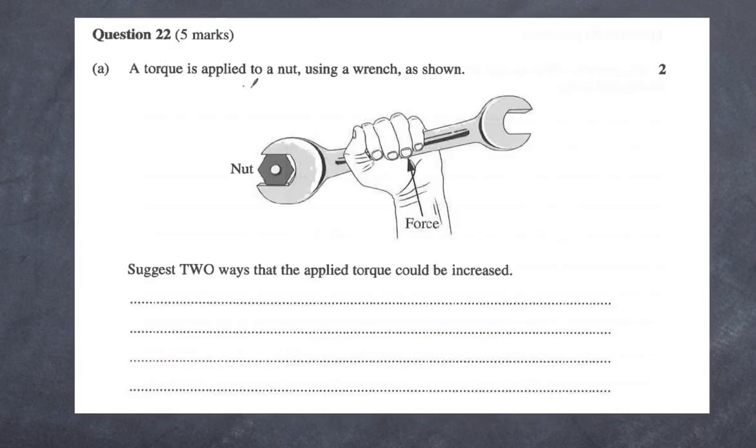Question 22. A torque is applied to a nut using a wrench as shown. Suggest two ways that the applied torque could be increased. The key here is the formula that's straight in your formula sheet. Torque equals force times distance, where distance is the distance from the pivot point. If that's the case, clearly you can increase the torque, number one, by increasing the force. Number two, by increasing the distance. That will also increase the torque. In other words, the hand could be pushing the force on that end. That's all there is to that part of the question.